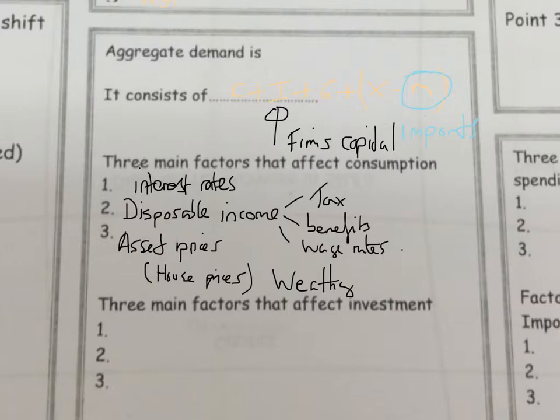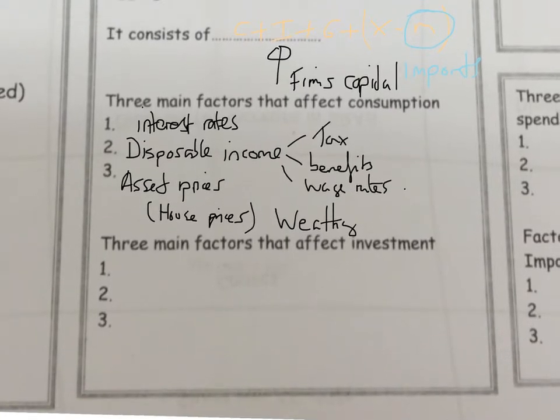Right, on to the second one. Three main factors that affect investment. This is really easy. Investment, remember, is spending by firms on capital goods. So the first thing that will affect it would be interest rates again. The second one is AD. If AD goes up, then firms are more likely to want to invest, because it's simple.